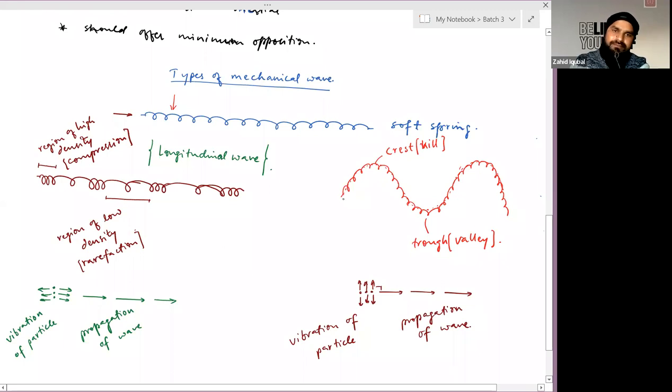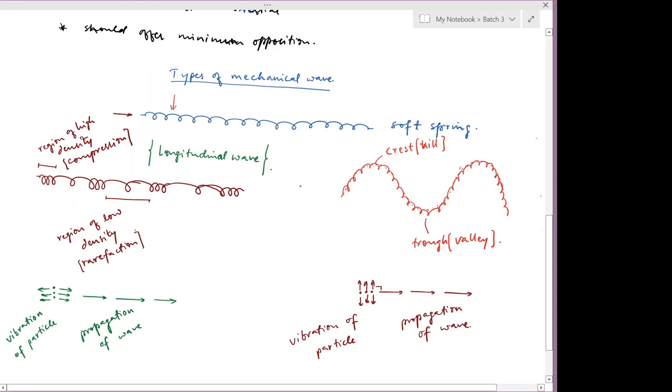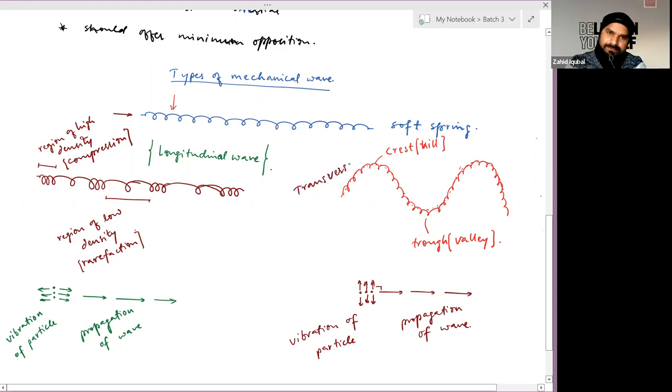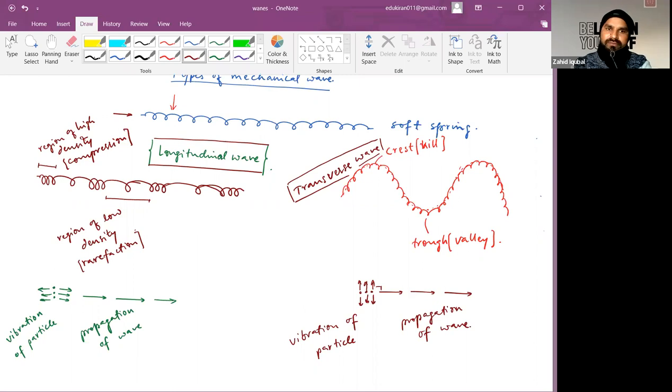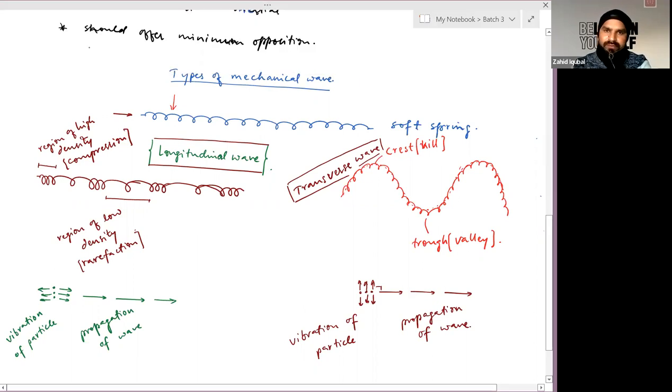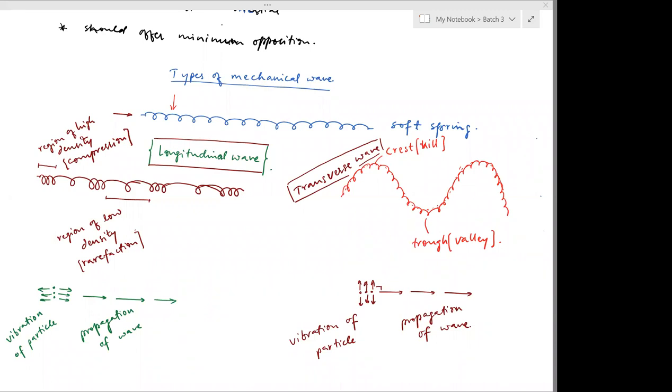Abhinav, in and out? No, sir. So this is called transverse wave. So mechanical wave is of two types on the basis of vibration of particle. First is longitudinal wave, in which there is formation of compression and rarefaction, and vibration of particle is parallel to propagation of wave. In the second, transverse wave, there is formation of crest and trough, and vibration of particle is perpendicular to propagation of wave. That is called transverse wave. Atif, any doubt? No, sir. Okay, just write it down.